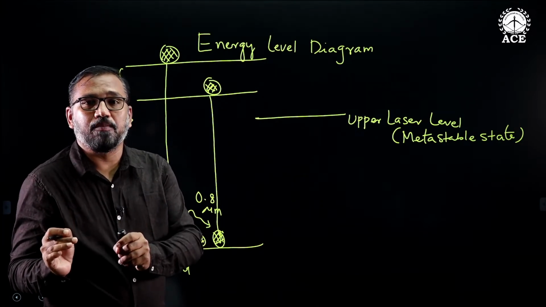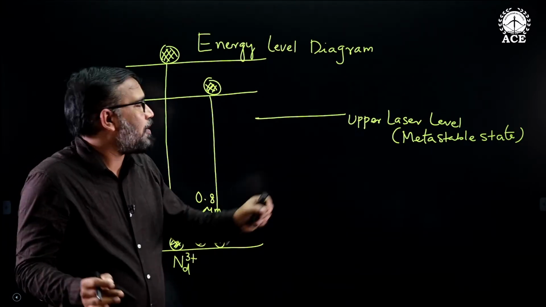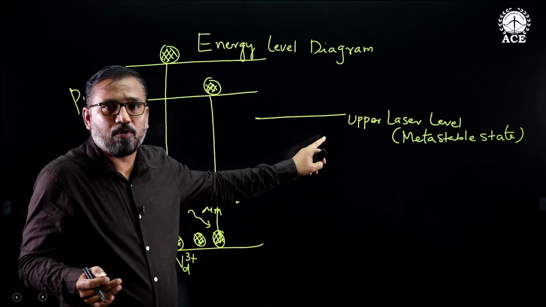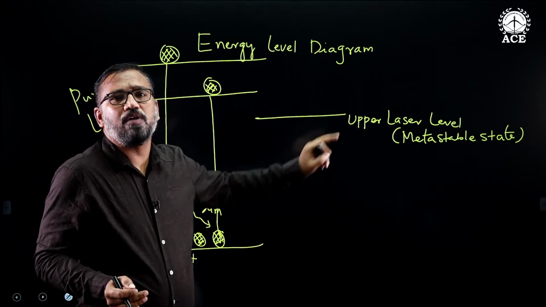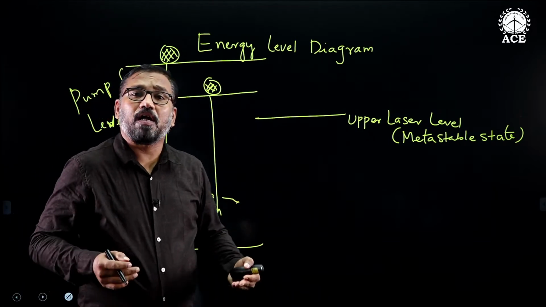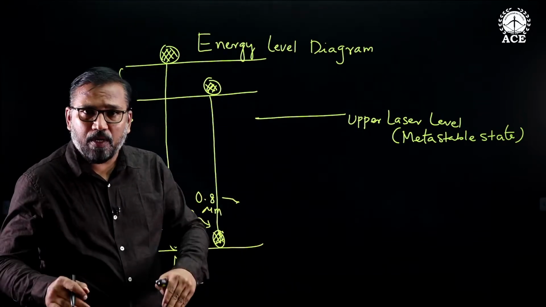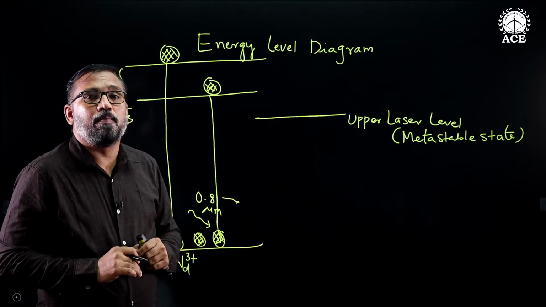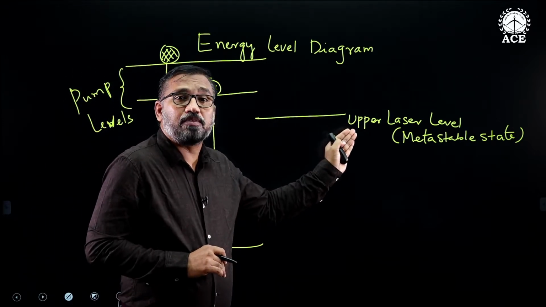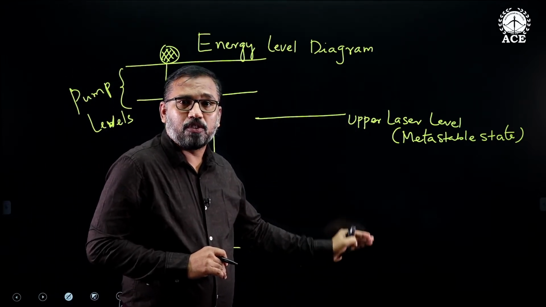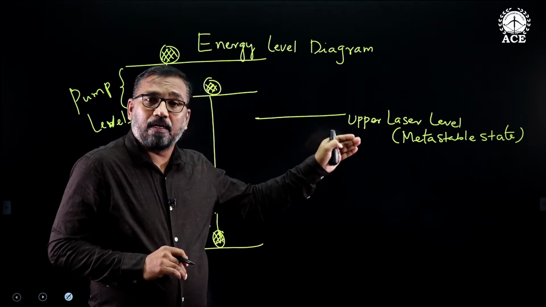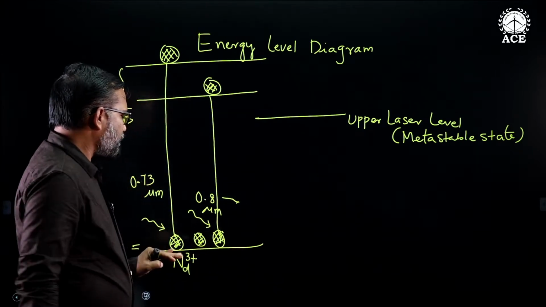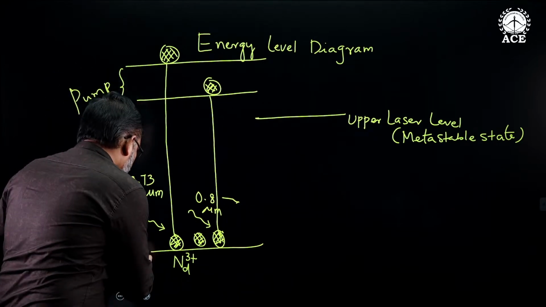So they will stay for more time, so that we can get more number of atoms in the metastable state. When we get more atoms in that state compared to the lower state, we achieve population inversion. Having more atoms in the higher energy level than in the lower energy level is called population inversion. The metastable state is a state where atoms stay for more time, so that we can get the population inversion condition.